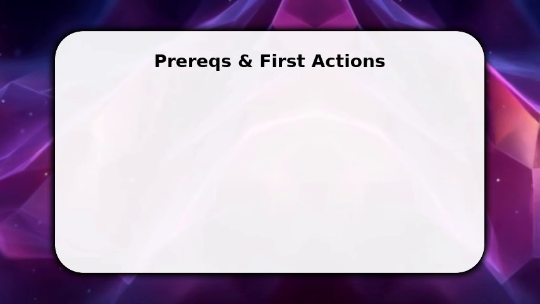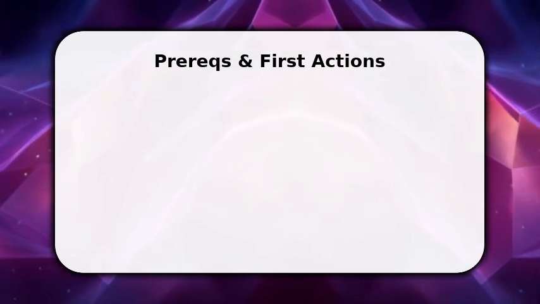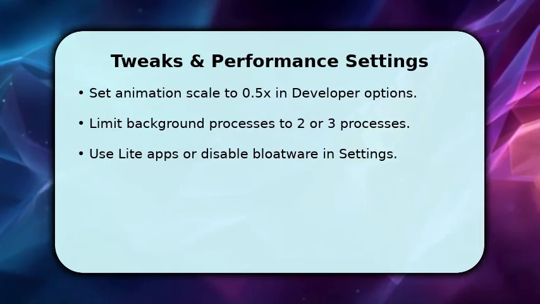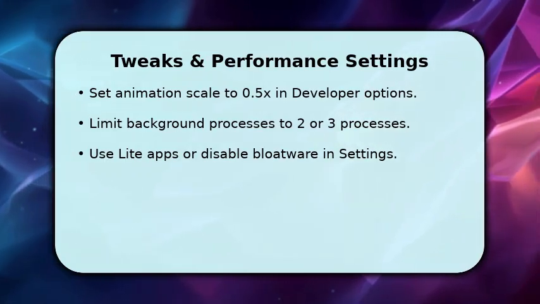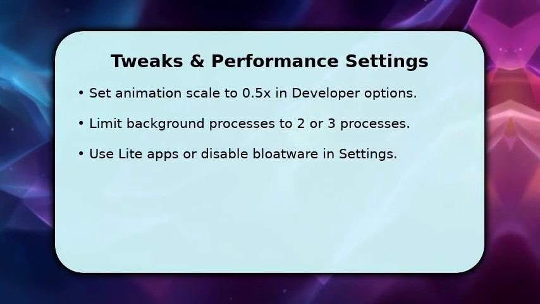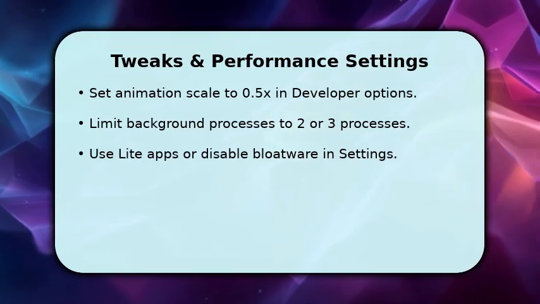Now you optimize runtime. Set window, transition, and animator animation scales to 0.5x to make UI feel snappier. Then limit background processes in developer options to 2 or 3 to reduce CPU contention. This helps foreground apps respond faster.